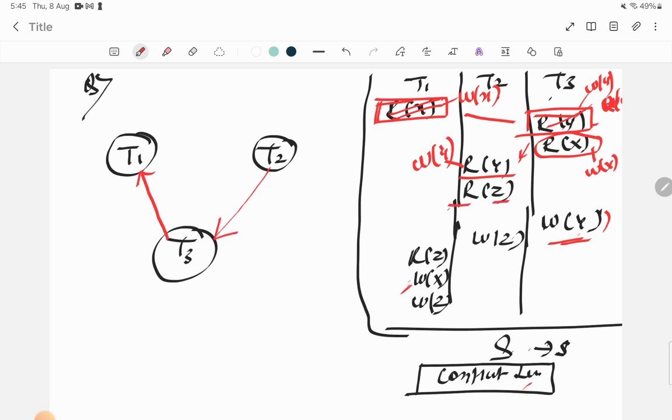Let's check for R of Z, W of Z. It is in T2. It doesn't matter. It is in T1. Yes. So we are going to draw a line from T2 to T1. Let's check for the other, W of Y.